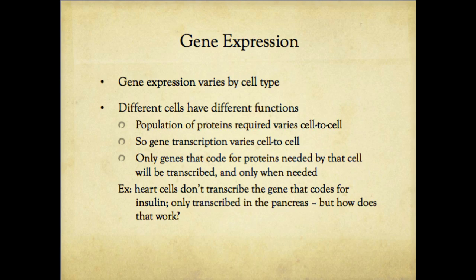So let's imagine the example of a heart cell versus a cell in the pancreas. The heart cell has no need to express the gene that codes for the hormone called insulin. The pancreas cell does. The pancreas is responsible for producing and secreting insulin. So the question is, if both the heart cells and the pancreas cells have the DNA that contains the gene that codes for insulin, how come the pancreas cell is the only one that expresses that gene? What is it that prevents the heart cell from expressing the insulin gene?